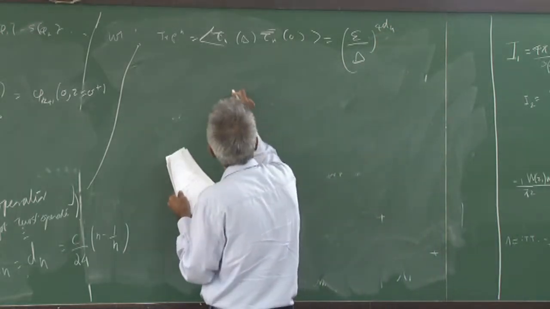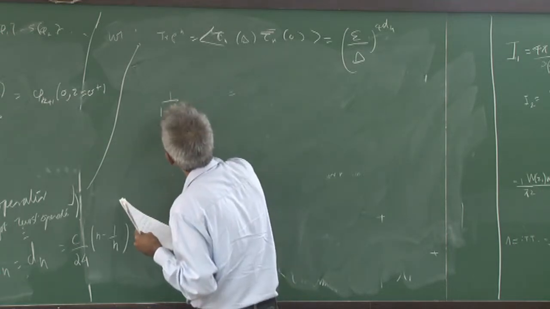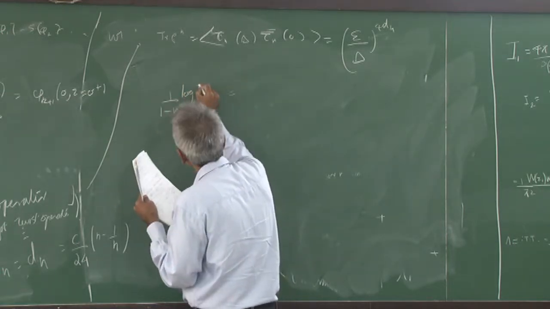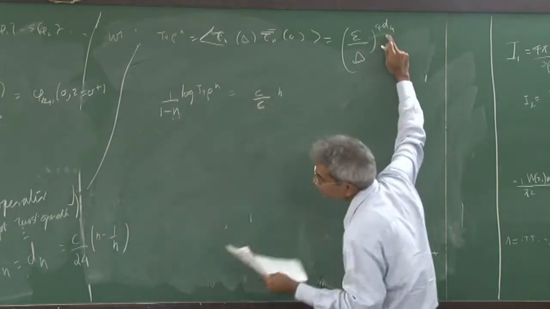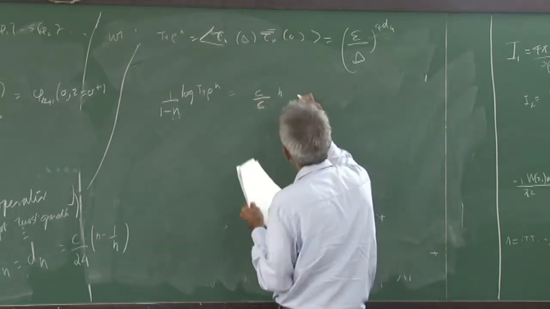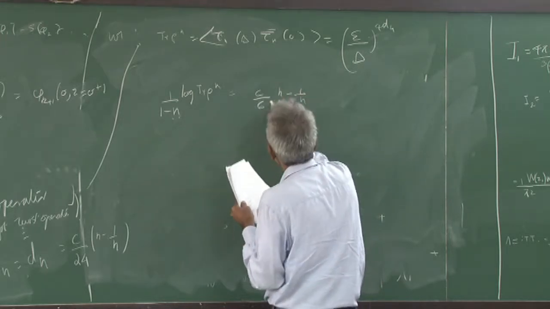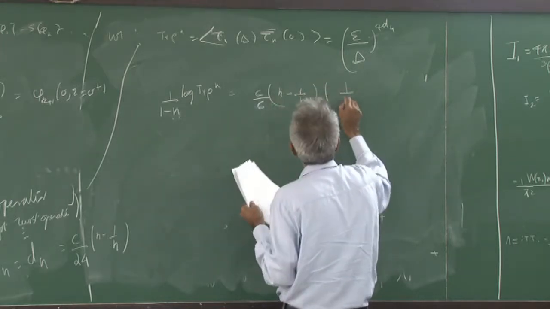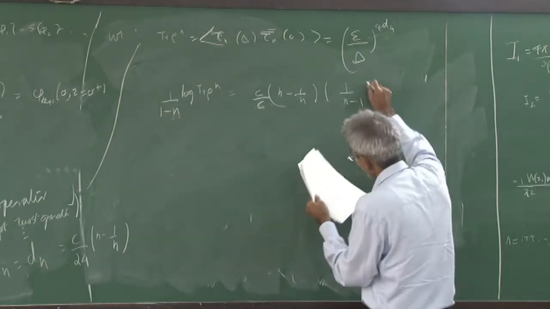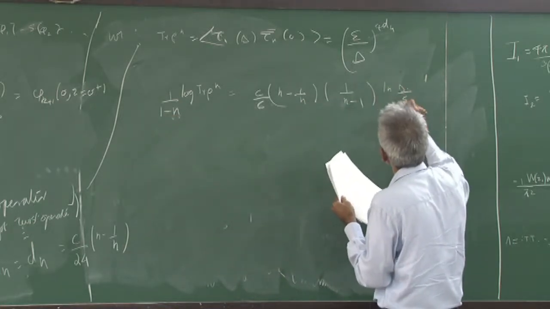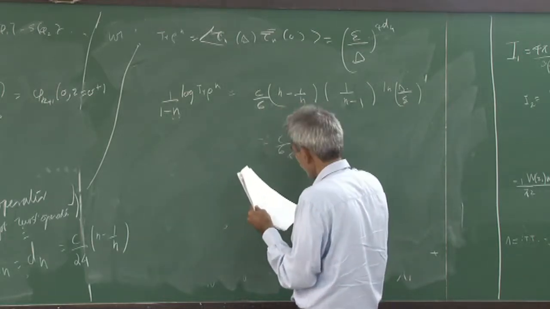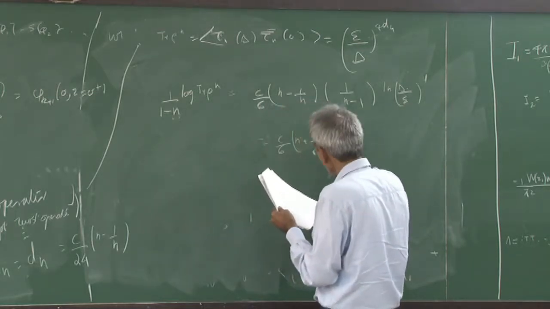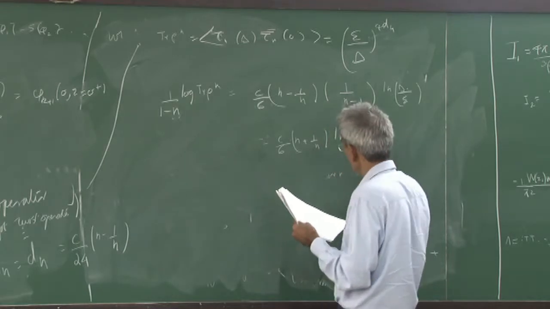So, if you take 1 by 1 minus n log trace rho to the n, it is c by 6. So, substitute d_n: c by 6 times n minus 1 by n times 1 by n minus 1, from here, times log of delta by epsilon. So, that is c by 6 log. So, this is the Renyi formula. Of course, in the n going to 1 limit, we reproduce the entanglement entropy.